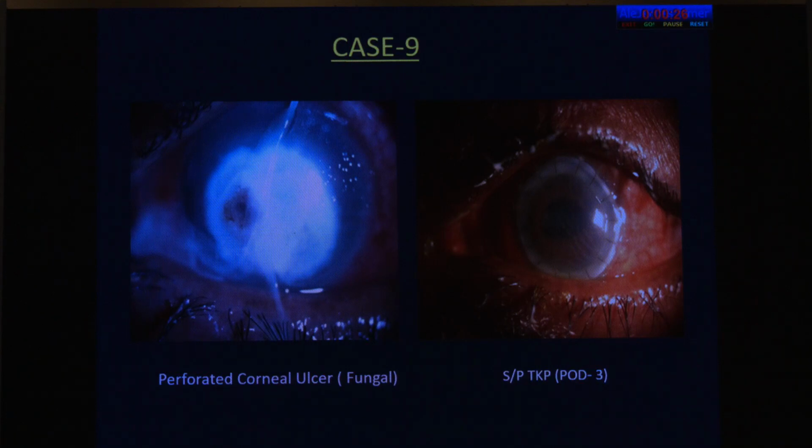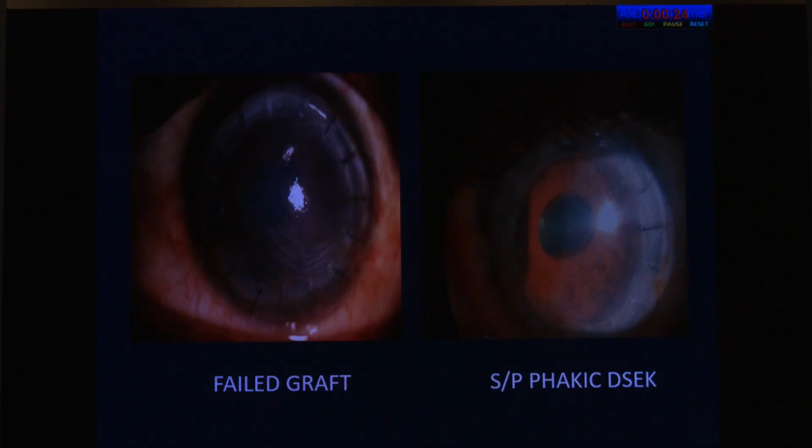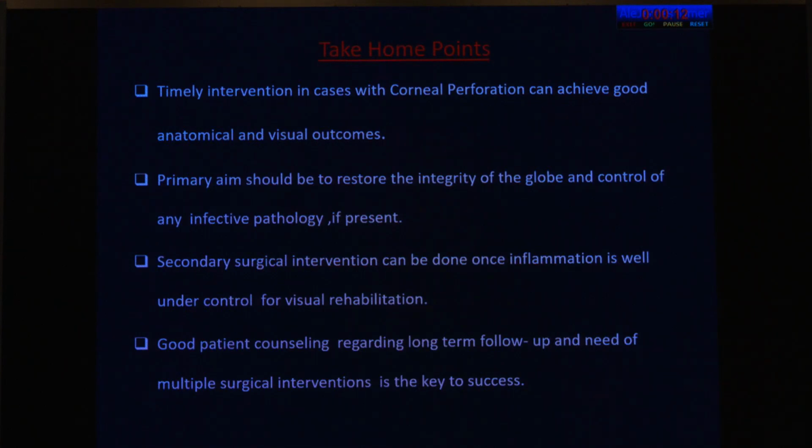Unfortunately, the patient developed a graft failure, but we were eventually able to rehabilitate the patient as we performed a second surgical intervention, phakic DSEK, and the patient was able to get 6/18 vision after 4 months of surgery. So to conclude, yes, there is hope provided timely intervention is done in such cases.